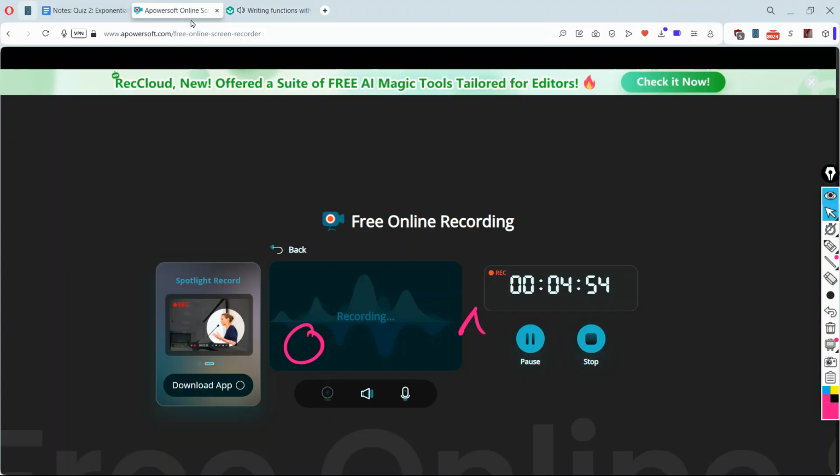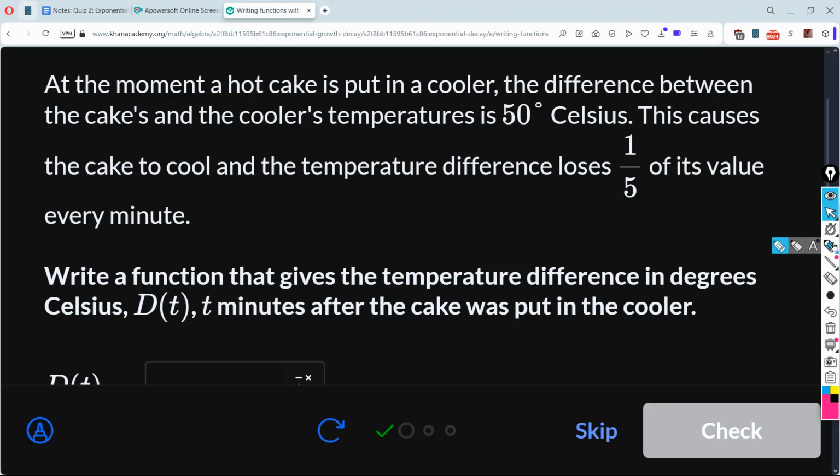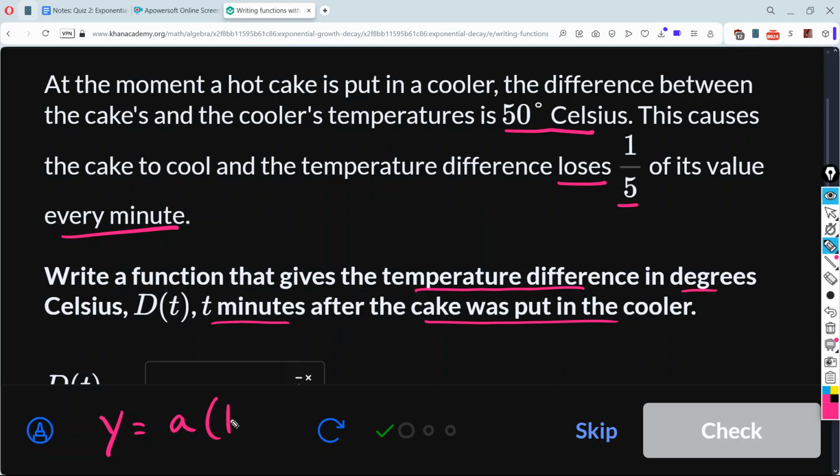All right, so a hot cake is put in a cooler. The difference between the cake and cooler's temperature is 50. All right, this causes the cake to cool, and the temperature difference loses 1/5 every minute. Okay, write a function that gives the temperature difference in degrees T minutes after the cake was put in the cooler. Okay, once again, the basic exponential equation is y equals a times b to the power of x.